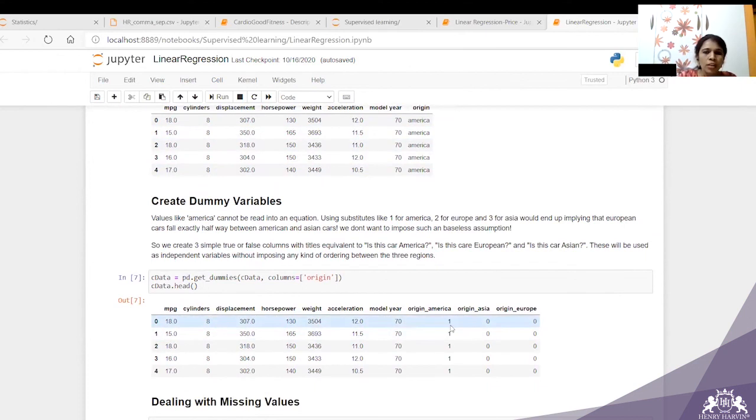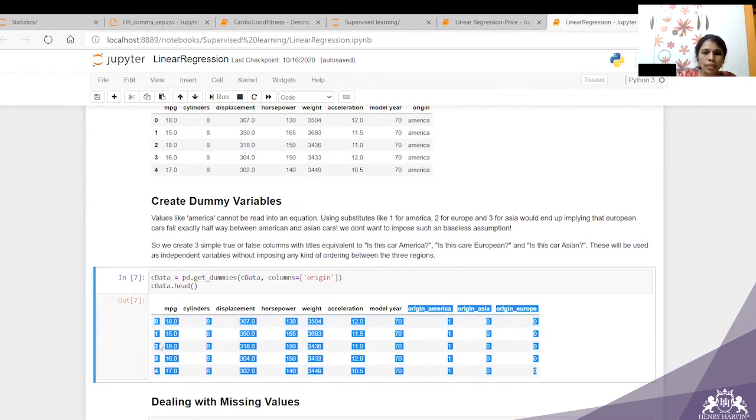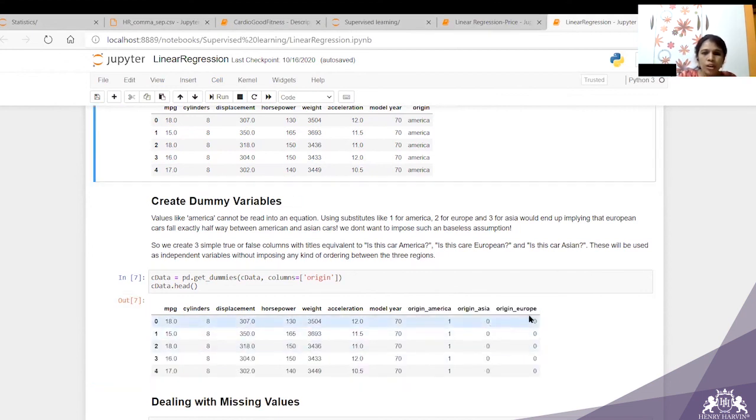So what's happening over here? You can see that 3 new columns are being introduced now. Can you see that? Origin America, origin Asia, origin Europe. You can see 1 0 0, 1 0 0, right? So wherever it is America, America will be 1, remaining 2 will be 0. Whenever it is Asia, Asia will be 1 and remaining 2 will be 0. Now in this case, the machine will be able to make a model. This is how we have to deal with the categorical data. Is this point clear to you? Just what you should know is the machine cannot understand categorical data. So we have to dummify the data.